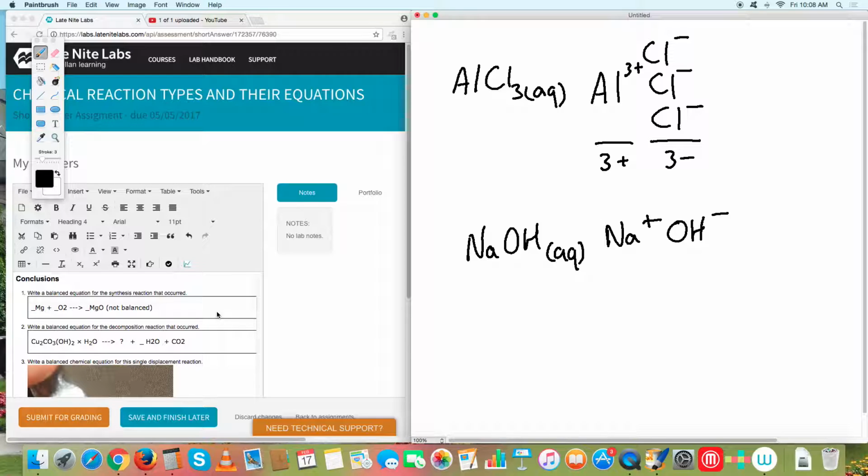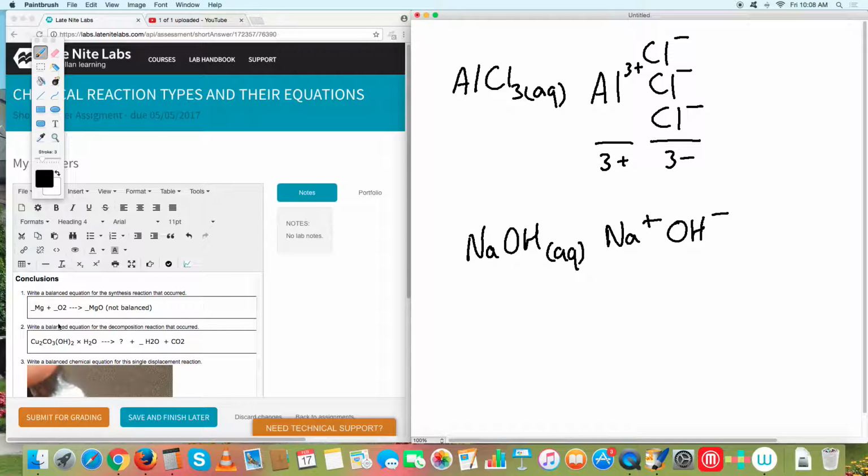In the conclusion section, it asks you to do some balancing. I've helped you out a lot here by showing you what the reactants and products are for a lot of what's going on. So in the first one with the magnesium, it gains mass because oxygen is added and it becomes magnesium oxide. And what I've done here is I've given you the reaction, but I haven't balanced it.